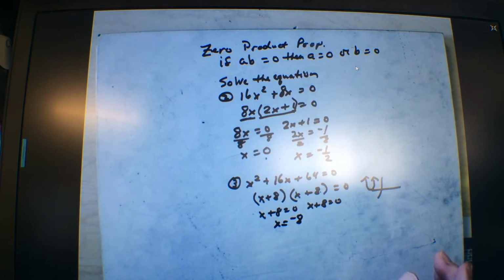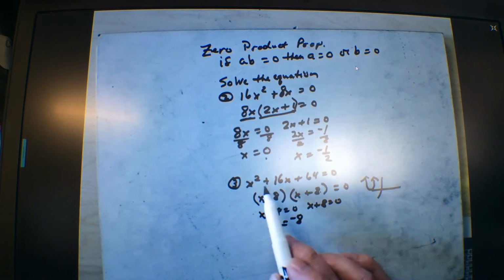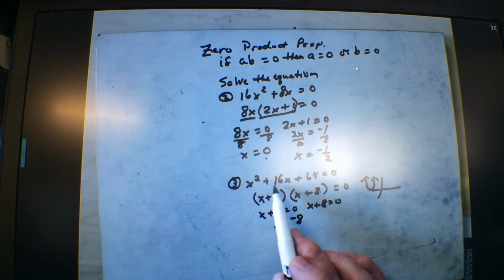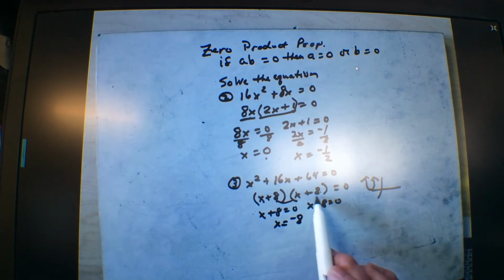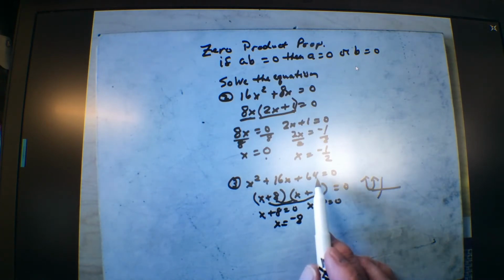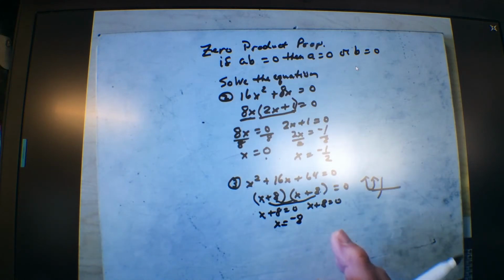Yep. How did you know it's 8? Or did you just guess? 8 times 8 is 64, and if you add 8 and 8, you get 16. Remember, the middle term is the addition of the 2, and then the product of the 2 is the last one. Remember doing that? Reverse FOIL?